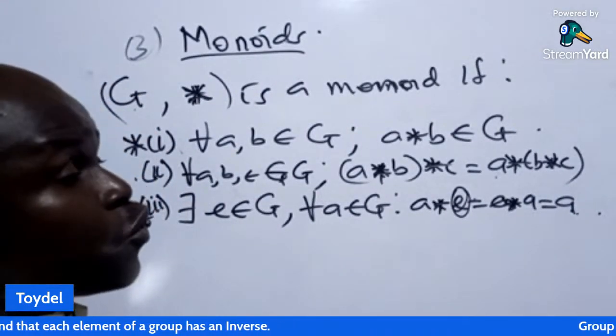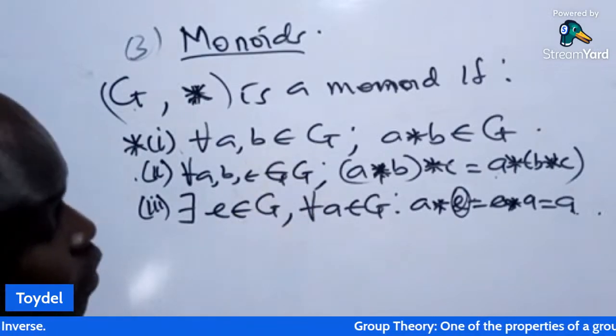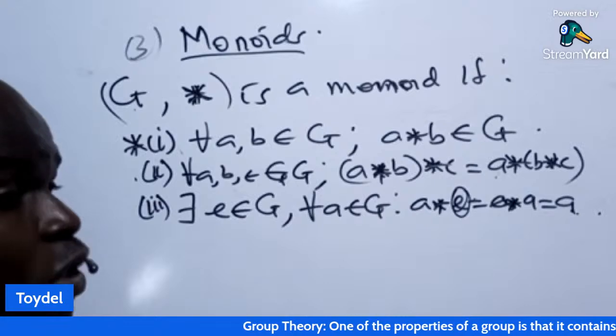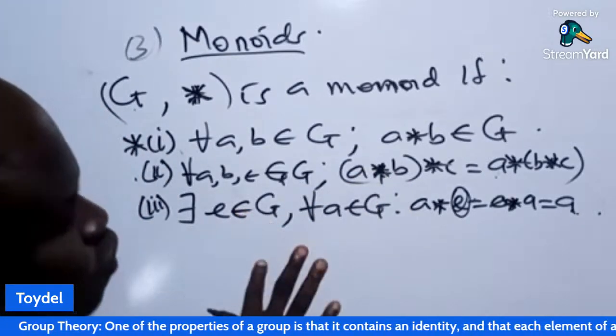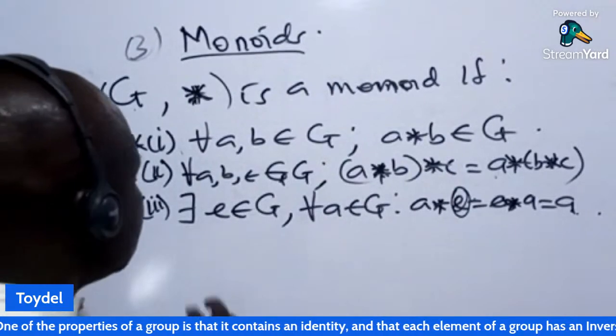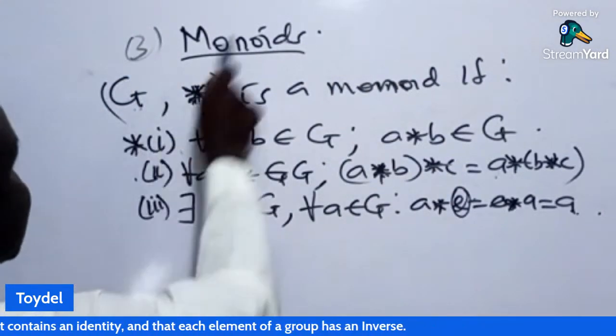Please go through my videos on binary operation 1 and 2, so that we understand these properties very well. Once you understand binary operation very well, you understand set theory very well, and a set of numbers, you have little or no problem with groups generally. So once these three conditions are satisfied, then we say G comma asterisk is a monoid.